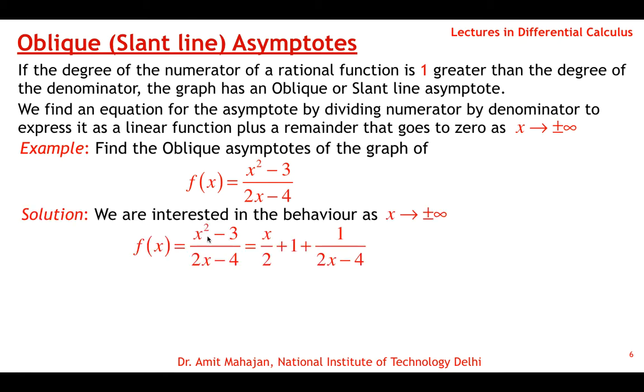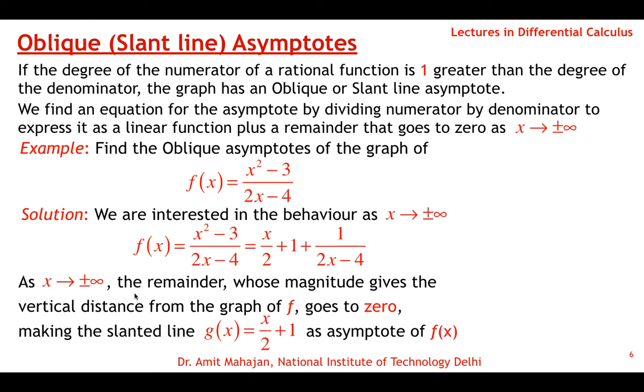So x squared minus 3 over 2x minus 4 equals the linear function x/2 plus 1, plus this remainder. If you simplify the right-hand side, you come back to the left-hand side. The method says that if this remainder goes to 0 as x becomes very large in the plus or minus direction, that is, as x goes to plus infinity or minus infinity, then y equal to the linear function, x/2 plus 1, becomes the oblique asymptote.